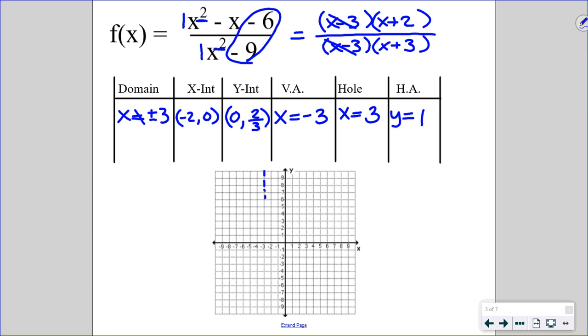Okay, so our VA is x equals negative 3. So at x equals negative 3, I'm going to put a dashed vertical line. And then our HA is y equals 1. So at 1 on the y-axis, I'm going to put a dashed horizontal line.